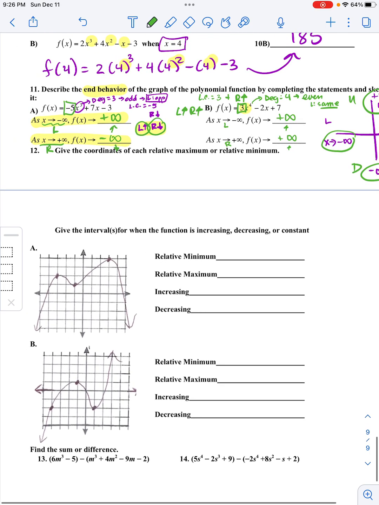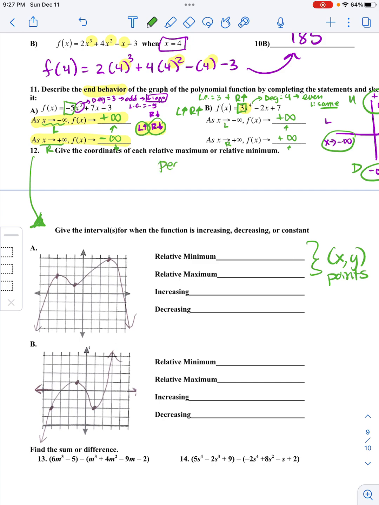This is kind of funky monkey. This is going to be for this page, I guess. Give the coordinates of the relative max and mins. So these two are going to be x, y points. Keep in mind that a relative max is like a peak where the graph goes up and comes back down. And then a relative minimum is like a valley where the graph goes down and comes back up. So it has to have that turn or that curve to it.